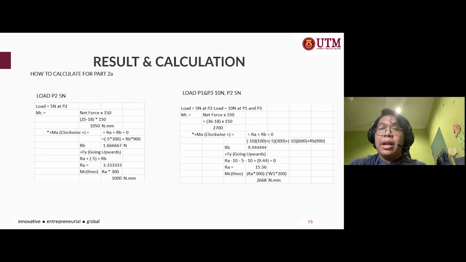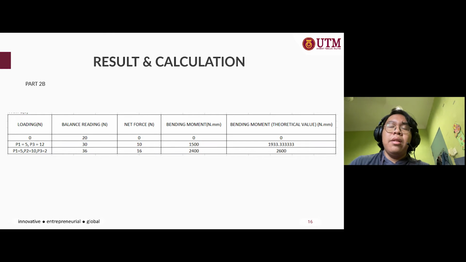So from there we can actually get RB 9.44. Then we can calculate RA, since all of the things that we need are there. So RA will be 15.56. Then from there we can get MC, which theoretically would be 2668. So this is the last one for part 2B.